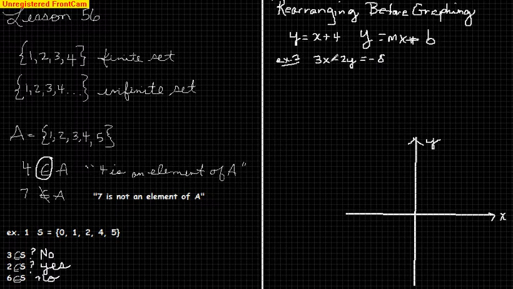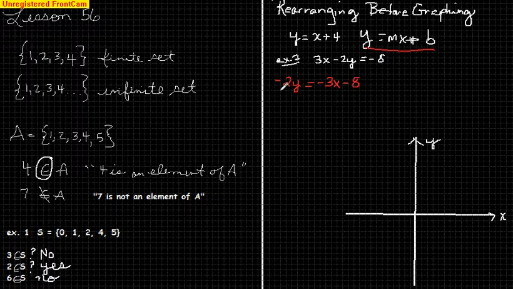So what we need to do before we can start graphing it is get the y by itself, so it's in the form y equals mx plus b. It's the slope-intercept form. We're going to talk a lot about this in another lesson. So we're going to go over here. Our goal is to get y by itself. So I'm going to subtract 3x from both sides. So we get minus 2y equals, now I'm going to subtract this 8 from both sides. That's an 8, by the way, minus 8.